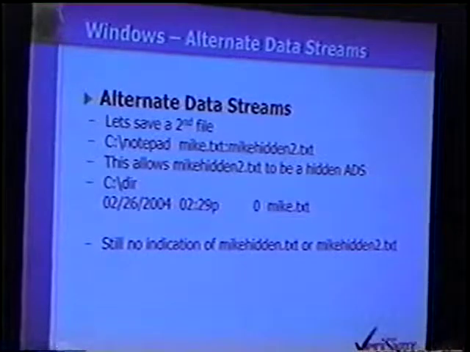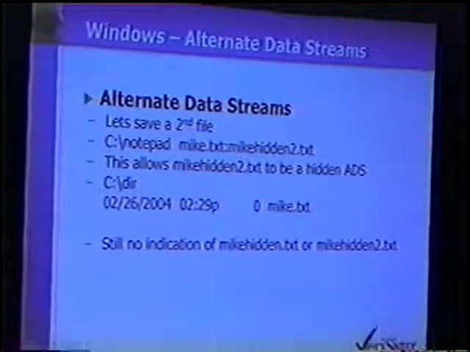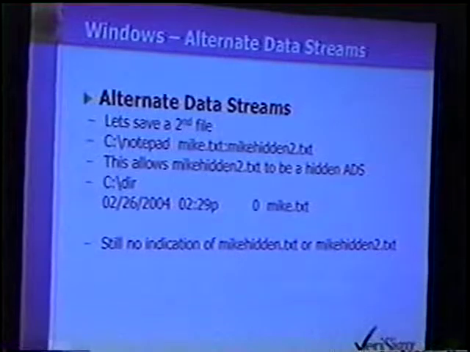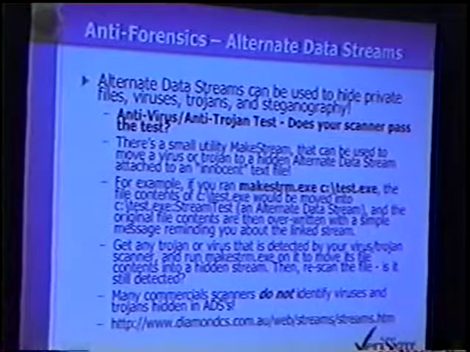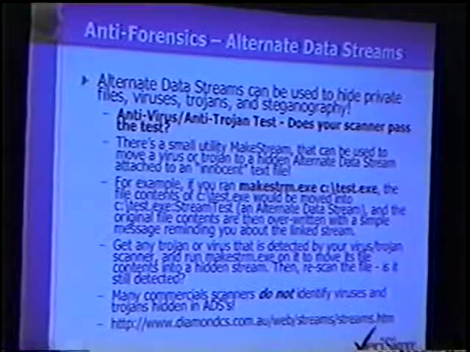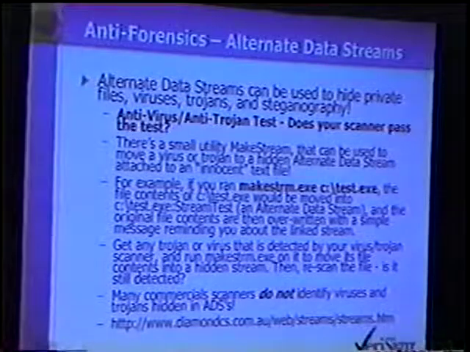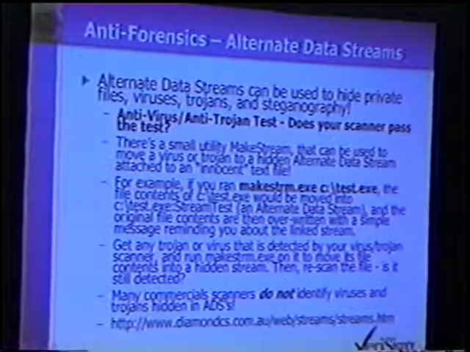I can hide multiple files within these alternate data streams. If I save a second file to mic.txt, I can go ahead and save this second file. If I run a dir, I still don't see the file listed. There's still no indication of michidden.txt or michidden2.txt. So alternate data streams can be used to hide private files, viruses, Trojans, and even steganography.